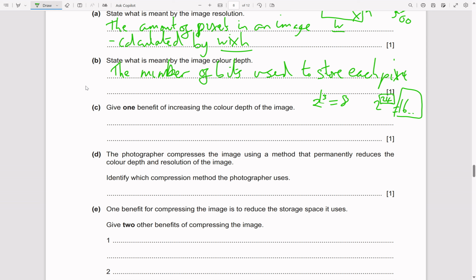Well, like we saw, if we have a color depth of 3, we only have 8 different colors. With 24, we have 16 million. So let's say, and again, write in full sentences, but I'll just say more colors. Let's say more colors can be represented. I think that's pretty much a full sentence anyway. In the image.